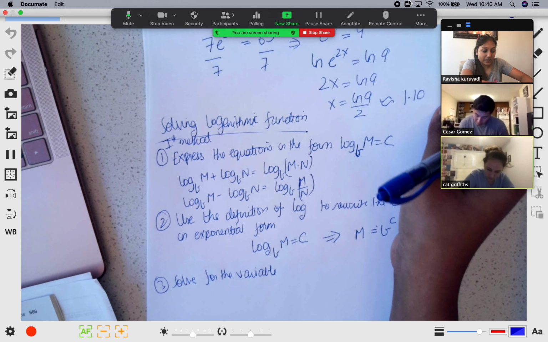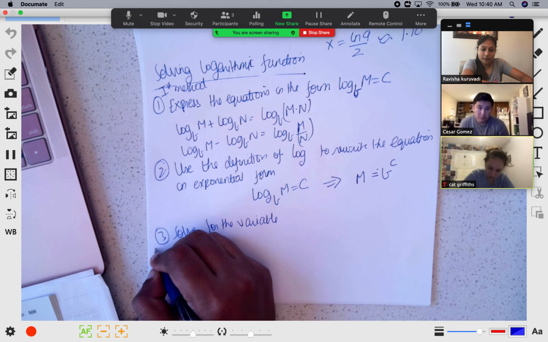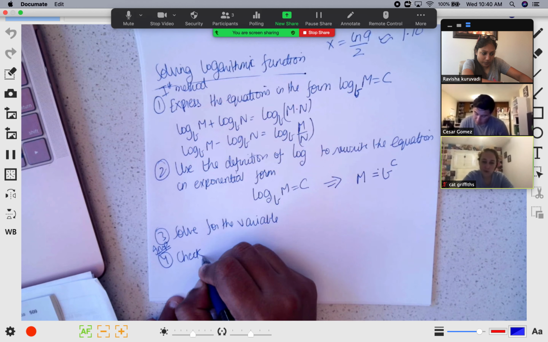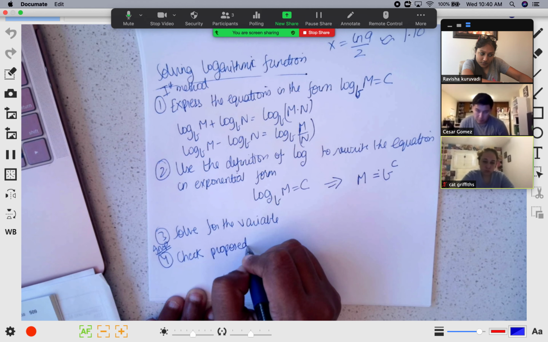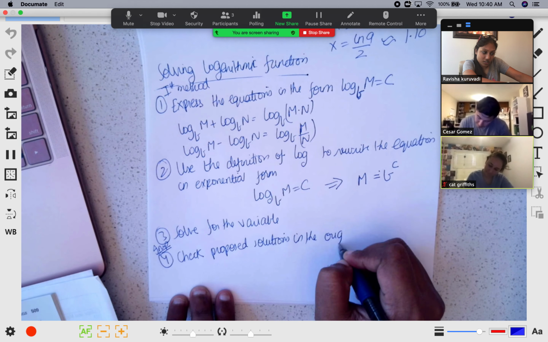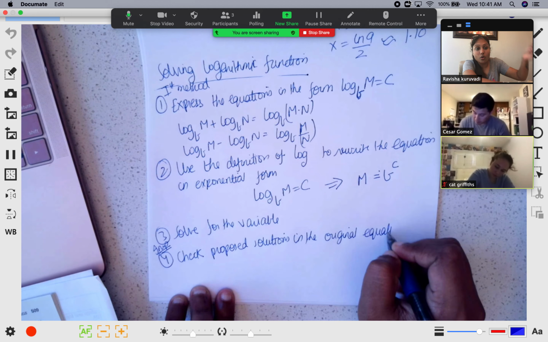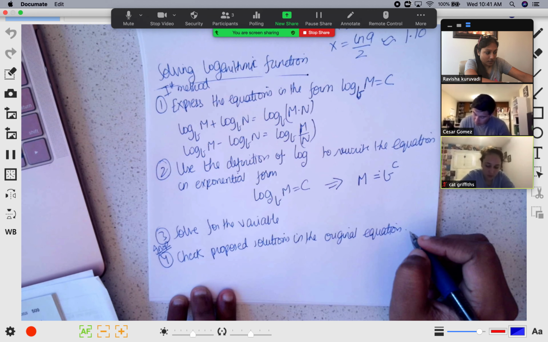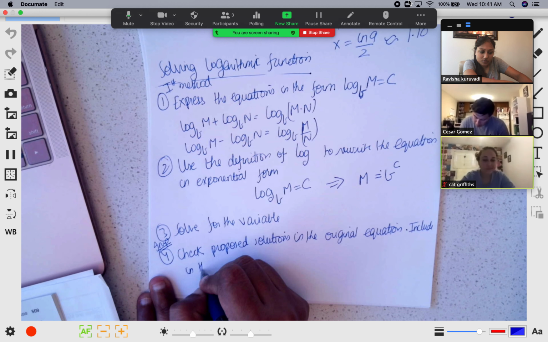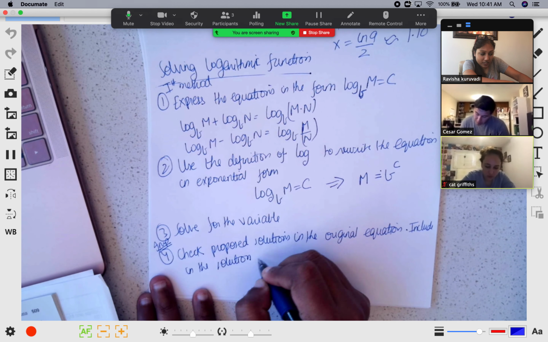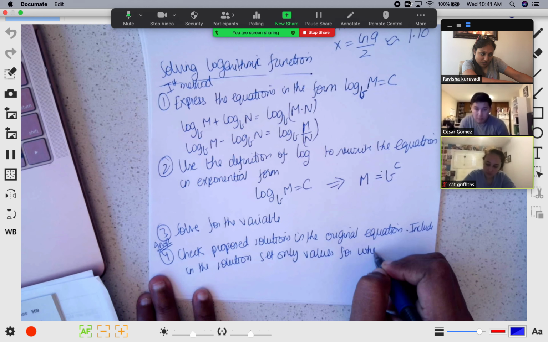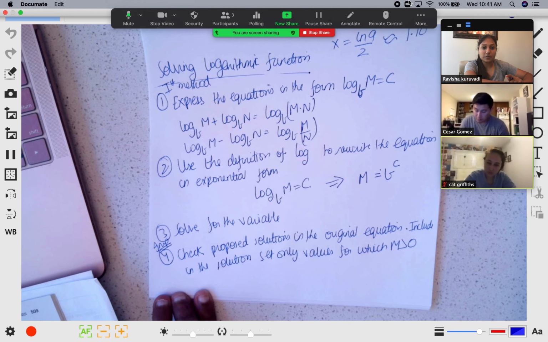Okay. But in this case, there is an important step here. Step 4: check proposed solutions in the original equation. So whatever answer you get, you're going to put it in your original equation. Include in the solution set only values for which m is greater than 0. I will explain all these steps, don't worry.